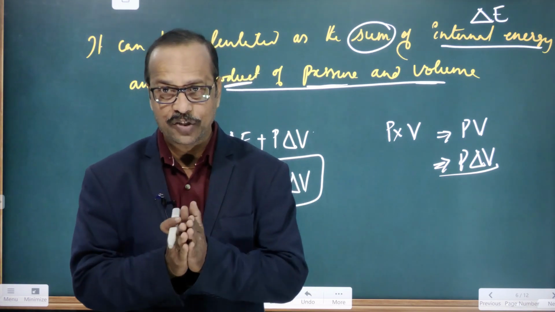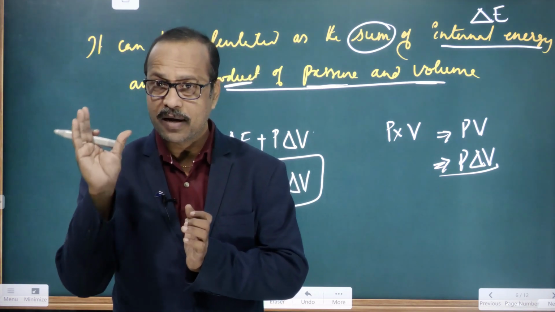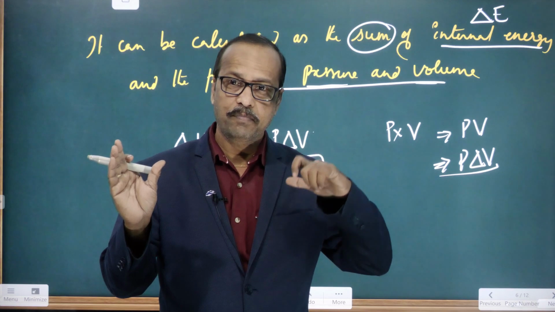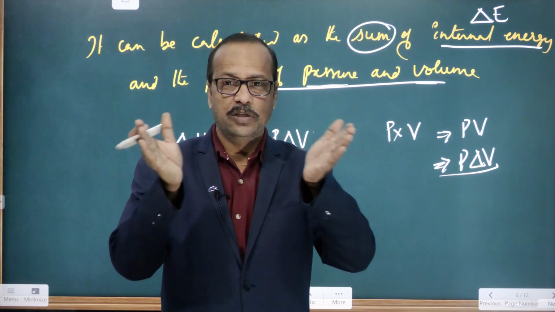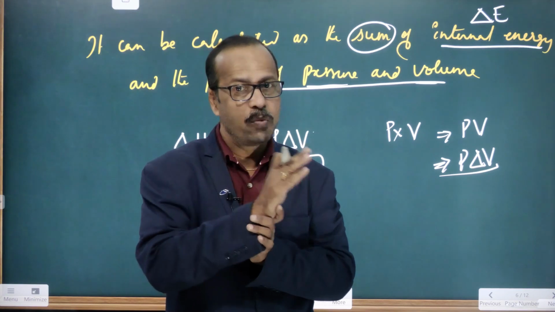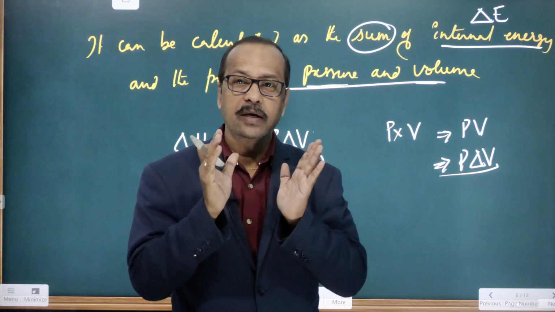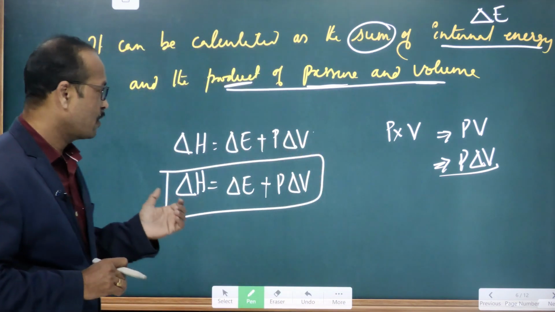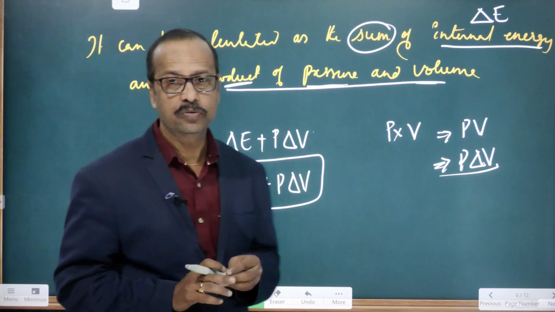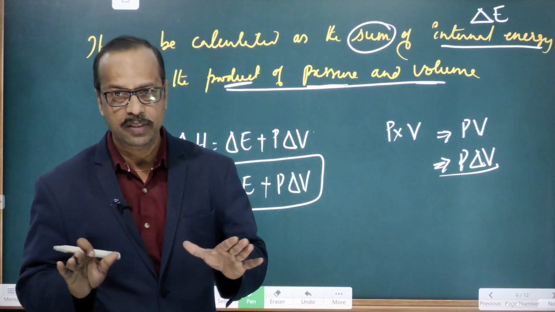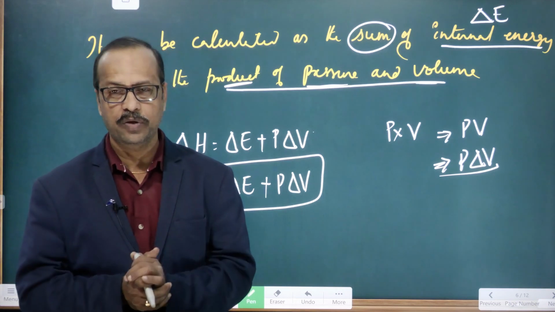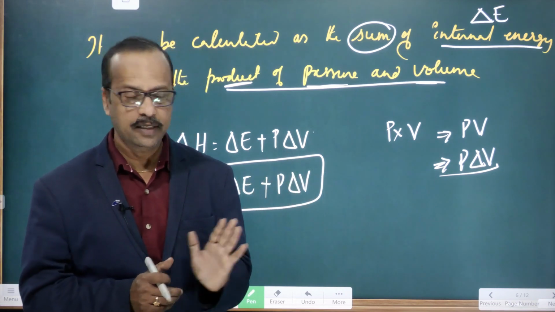Sum means addition of internal energy, which is denoted by delta E, and the product of pressure and volume, multiplication, PV. Now we are adding both. So we get delta E plus P delta V is equal to the heat content. In this way, we can calculate the heat content, students. Is this clear? How can it be derived? There are derivations, but we are not going to deal with them, as that is beyond your knowledge. We are only going to use the formulas.